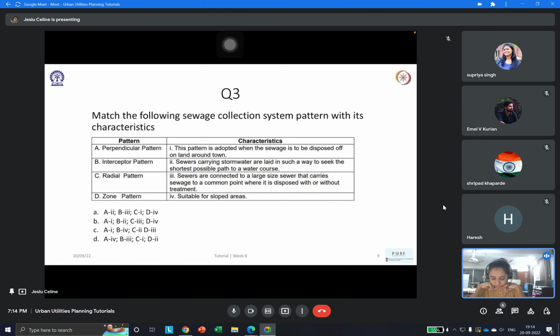Okay. So let's say perpendicular pattern. So you're saying it is sewers carrying stormwater are laid in such a way to seek the shortest possible path to the water course. Okay. And interceptor pattern, what is it?